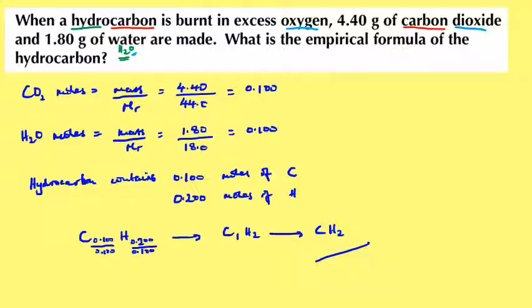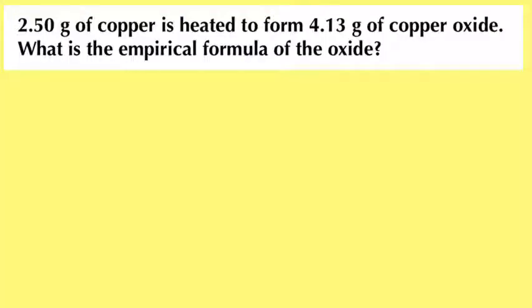Okay, let's have another go just to embed that for you. Here's a different one. We've got 2.50 grams of copper this time, and we're heating it so that it forms copper oxide, and we're forming 4.13 grams of copper oxide. So what is the empirical formula of the oxide?